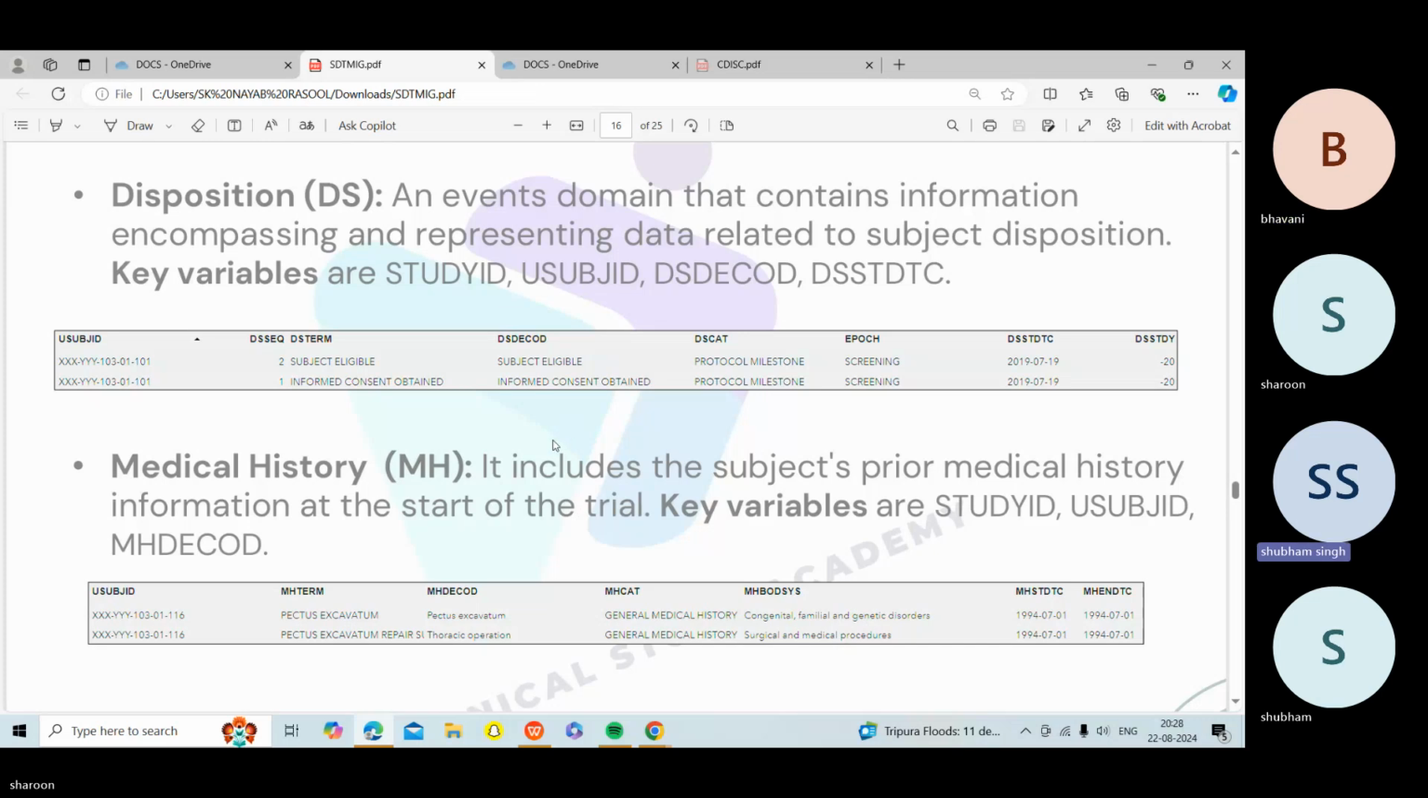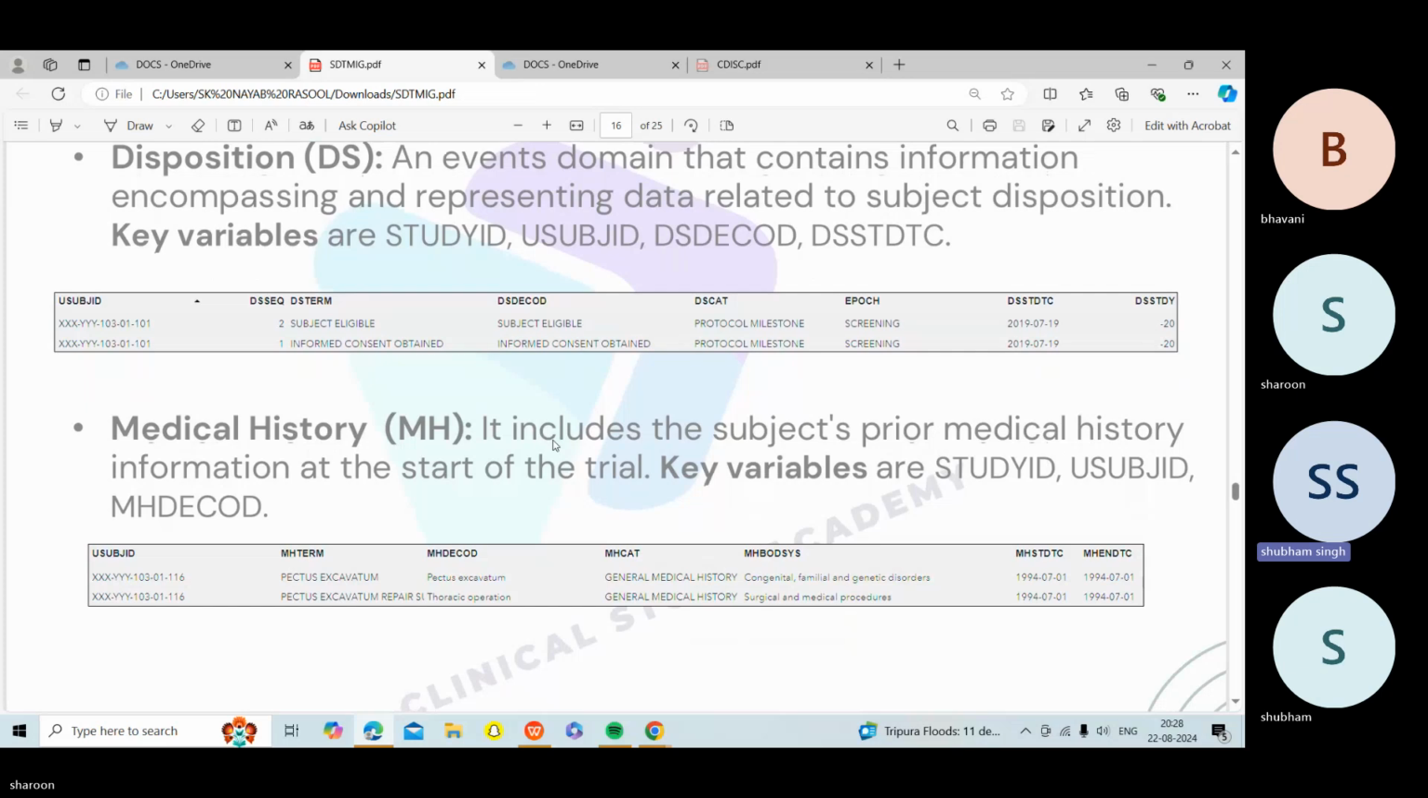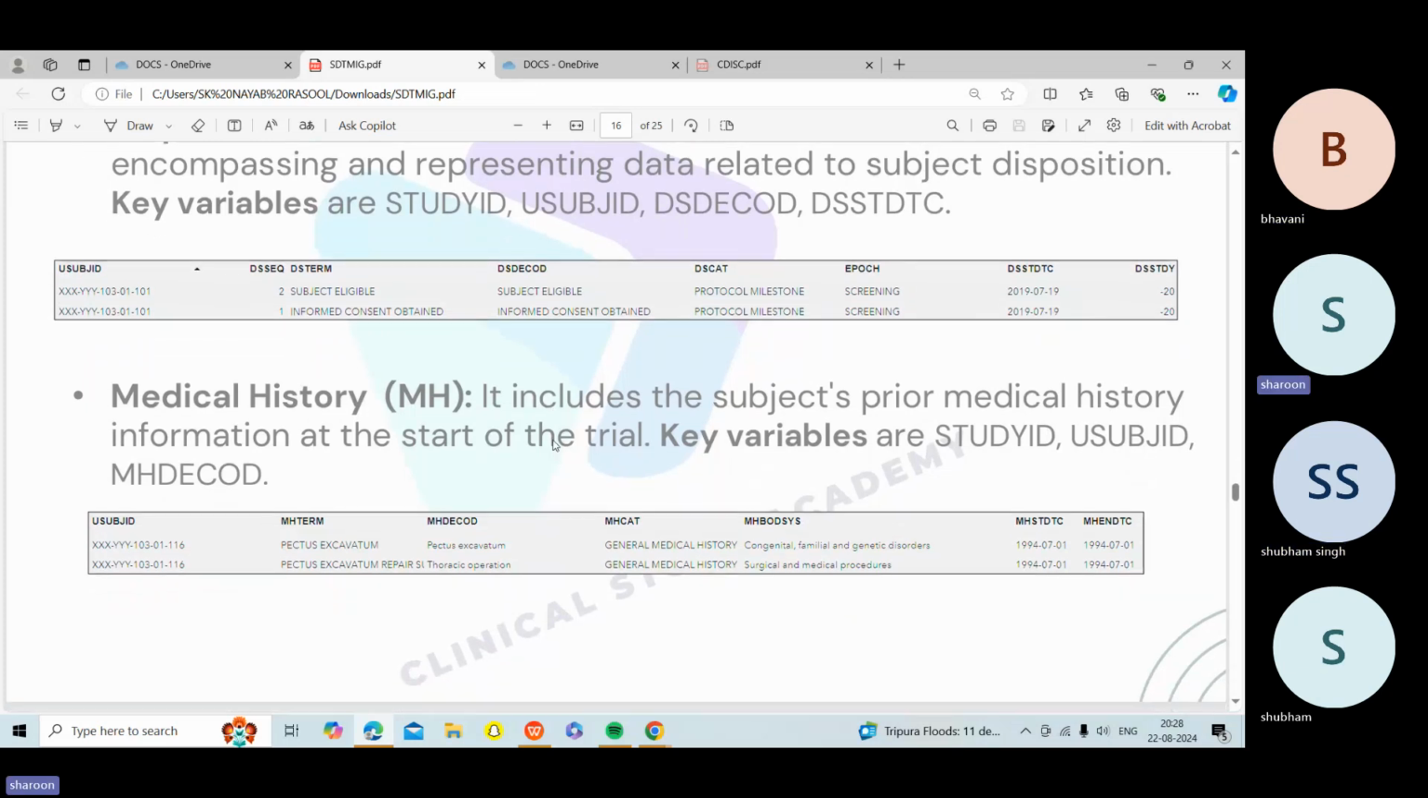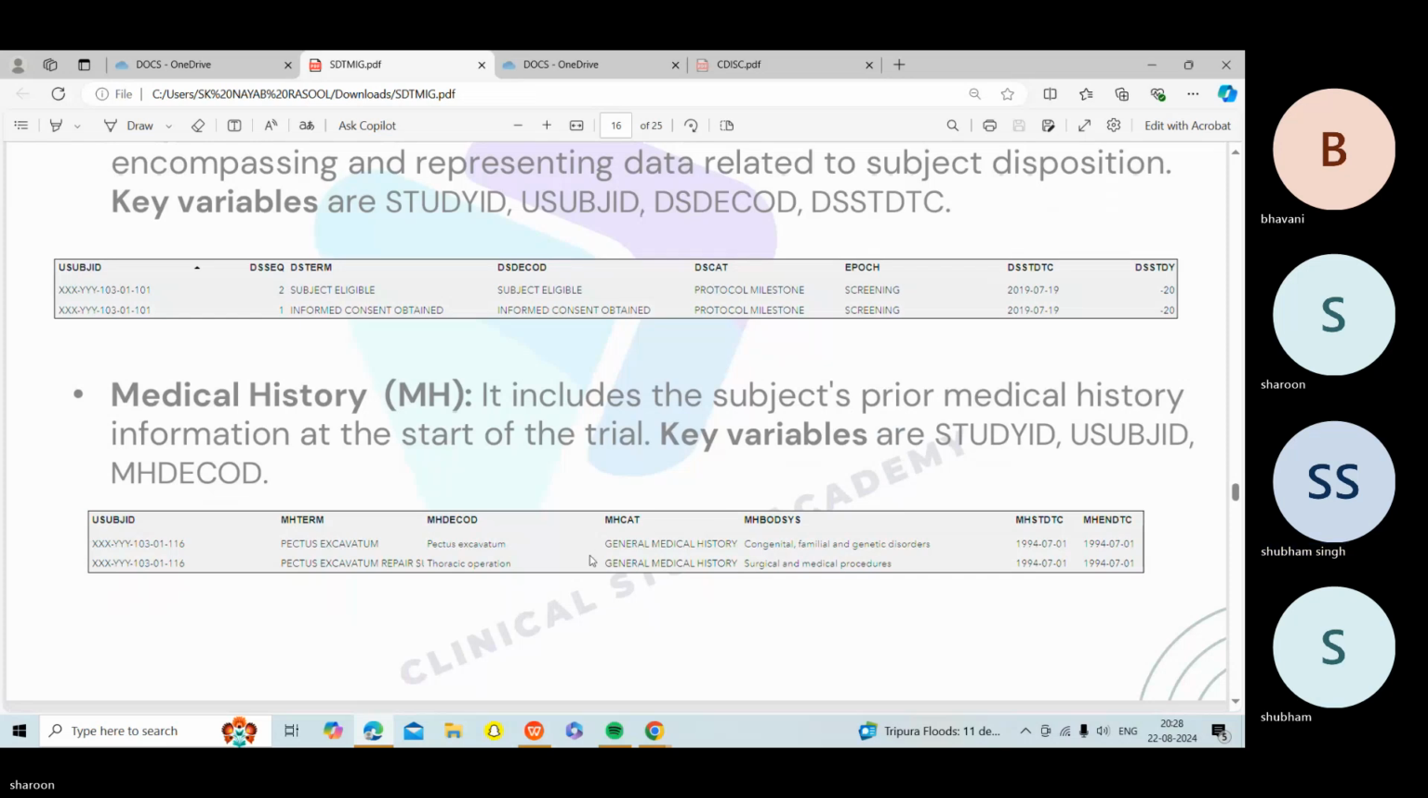Then the next data set is medical history. The name itself is telling what data it's going to contain, guys. So what data is it going to contain? Medical history. It means, let's suppose in the past 5 or 10 years, the patient has gone through some surgery, or some accident, anything. Any information related to their medical history will be captured in the medical history data set.